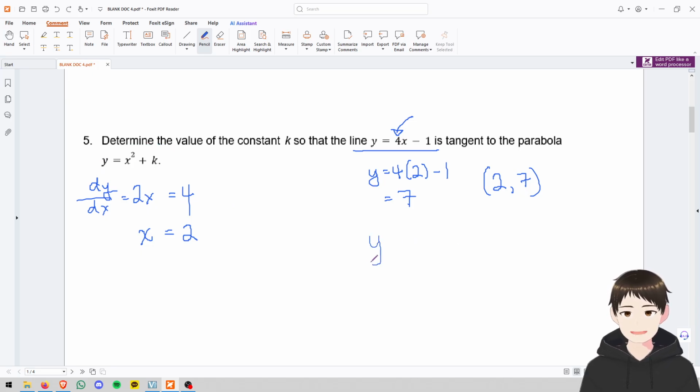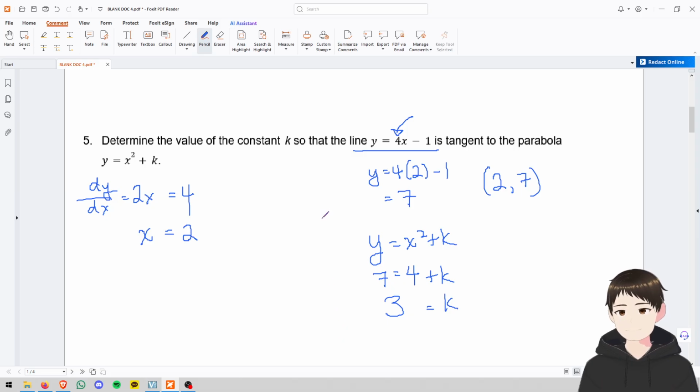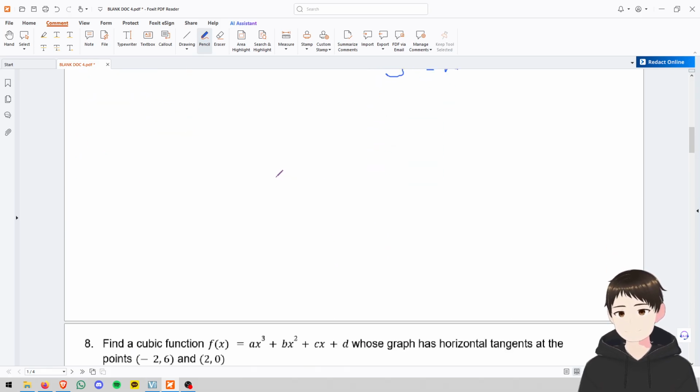Okay then. So y is equal to x squared plus k. Well, I just said (2, 7) is a point on the curve. So that's 4 plus k equals 7. k is equal to 3. Done. Moving on. All right, did I have to do anything else?